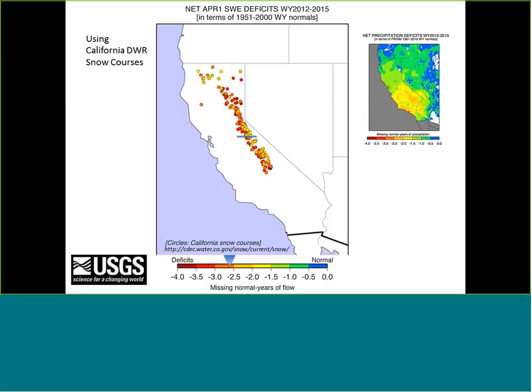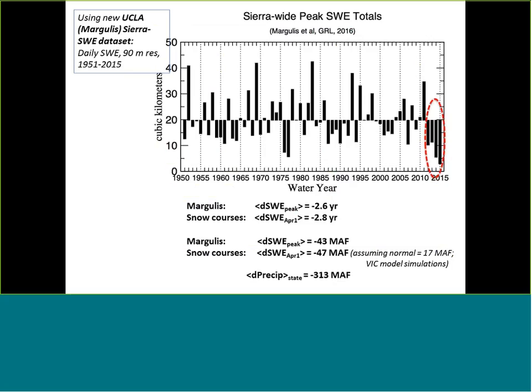If I add all those up, stacking each year's missing April 1 snowpack together, I end up with us being a little bit over 2.5 years behind. That's considerably more than the 1.25 that we saw for precipitation. And that's just using 85 snow courses.